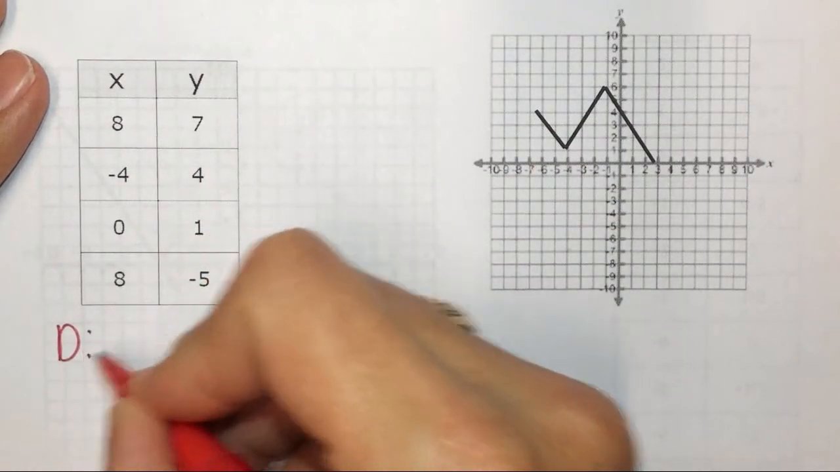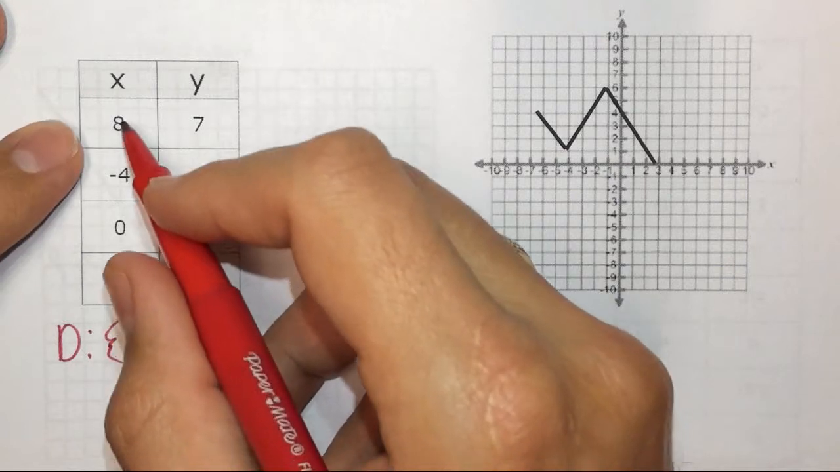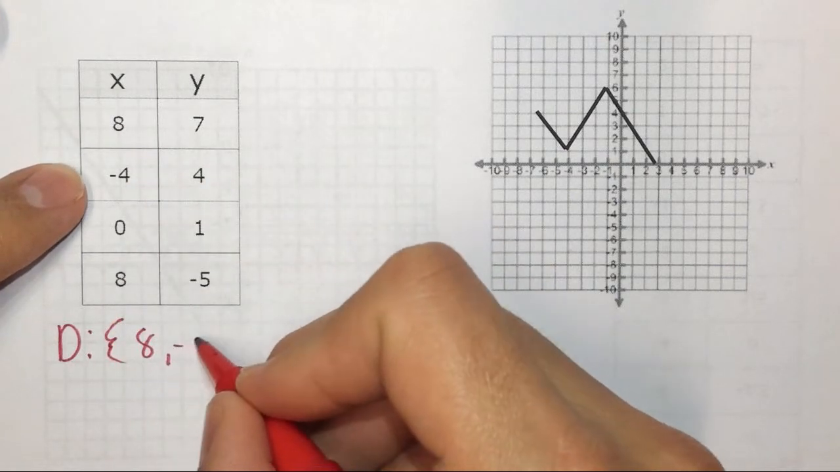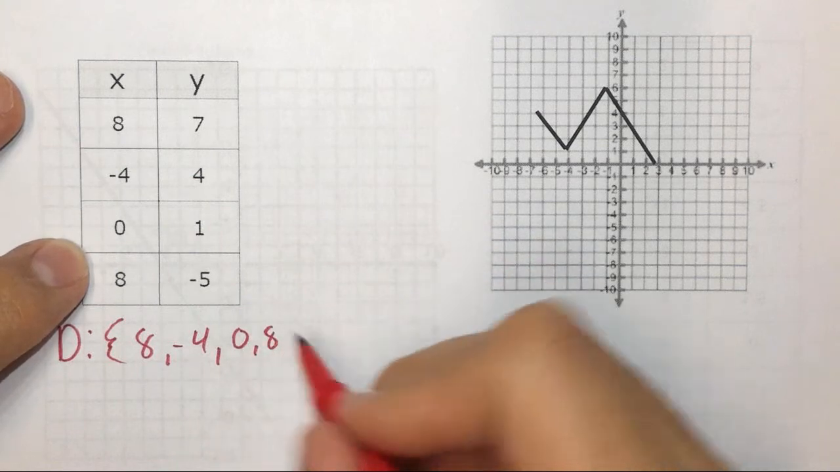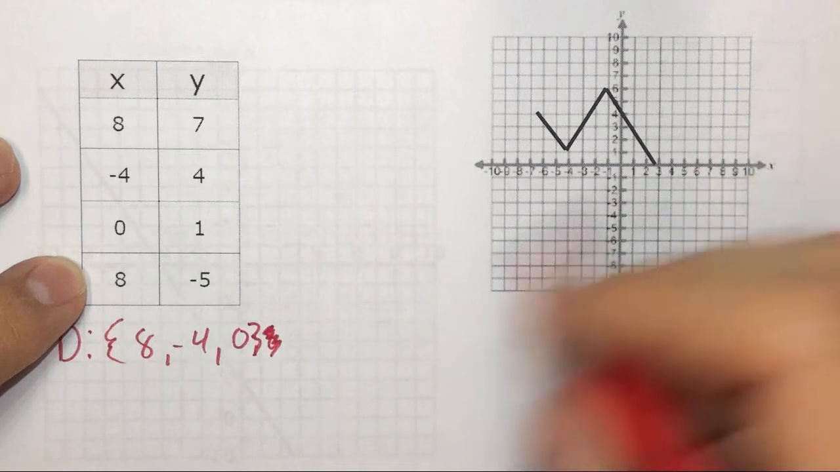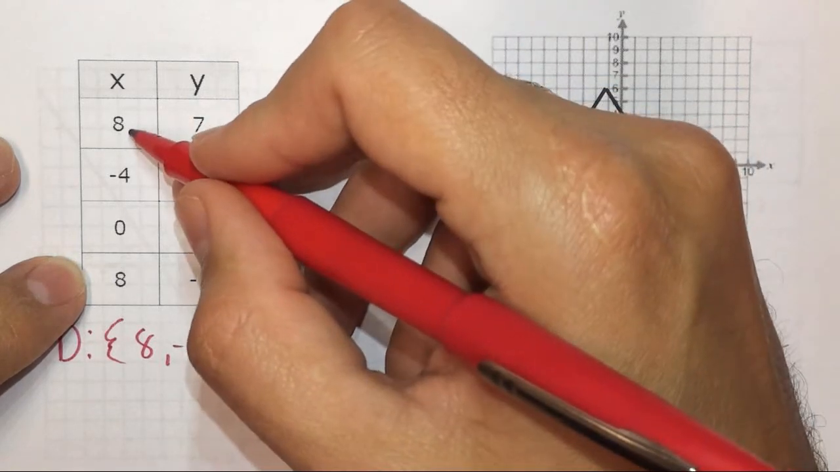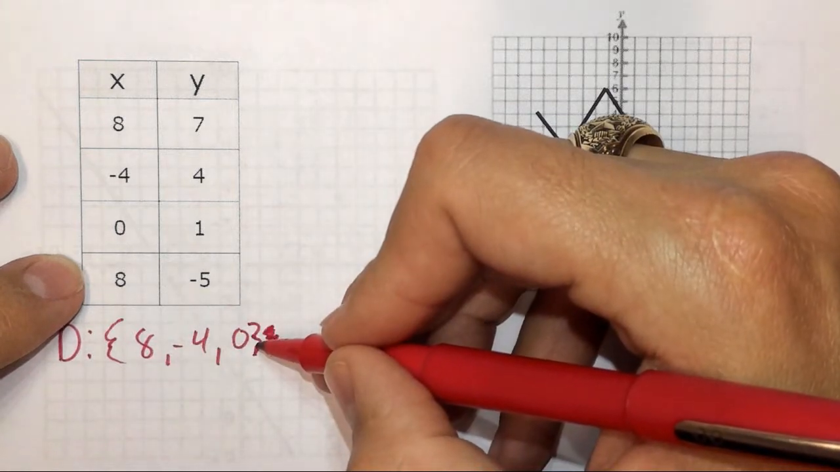We're going to write domain, and we're going to say that the domain is the 8 there, the -4, the 0, and the 8. I don't need the 8 twice. I can just go and scratch that out. And it's just those three right there: 8, -4, 0, and the 8 repeats. So just those three needed for the domain.